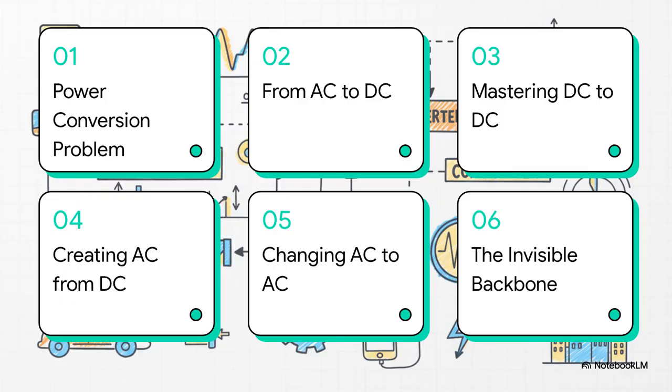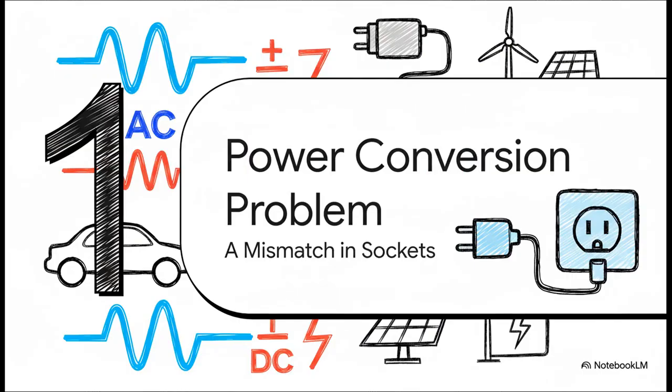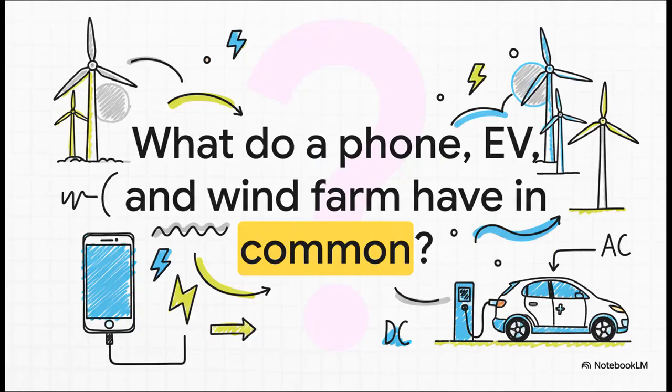Let's dive in. All right, first things first, before we can really appreciate the solution, we have to get a solid grip on the problem. And it's a problem that exists between pretty much every electrical source and whatever device you're trying to power. So let's start with a little thought experiment. I want you to picture 3 very different things: that little charger you plug your phone into, a sleek electric vehicle, and a massive wind turbine spinning on a hill. What on earth is the common thread that ties all of them together?